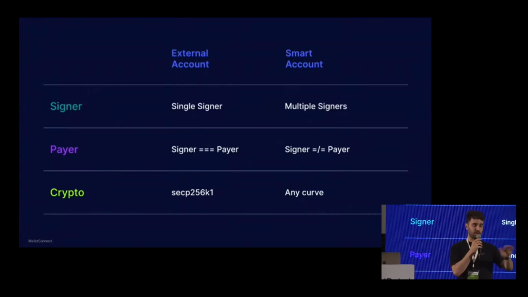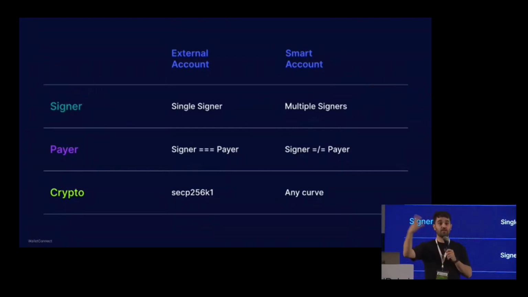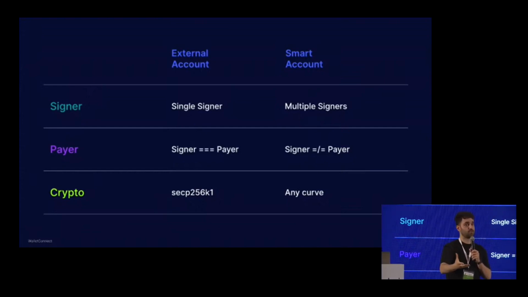You can have a signer and a payer completely separate. That could be you have a signer that owns the assets, or you could have the account owning the assets, but it's not the same as the one that signs, or you could have a third party subsidizing the transactions for you. And this is currently only possible with smart accounts.